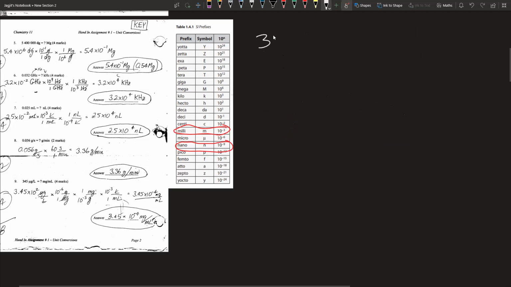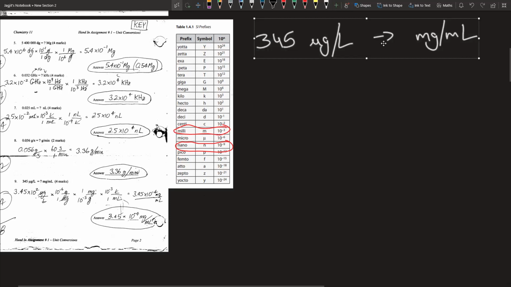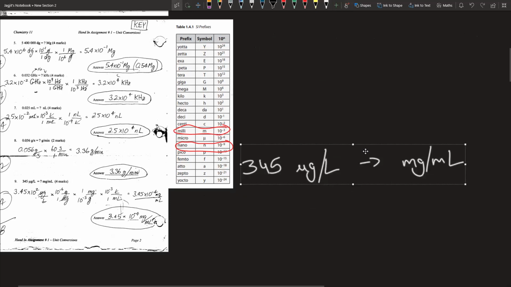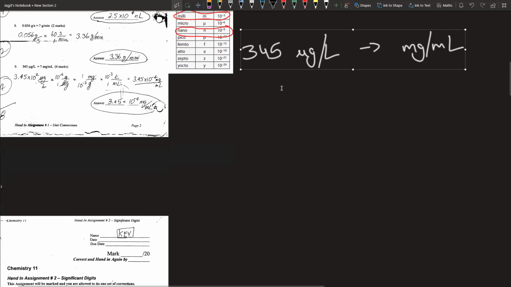We have 345 micrograms per liter. And they've asked us to convert it to milligrams per ml. Okay, guys, so this is a bit tricky because we're changing micrograms to milligrams, and we're changing liters to milliliters. So this one's going to require a fair bit of steps. Okay, so let me write that over here.